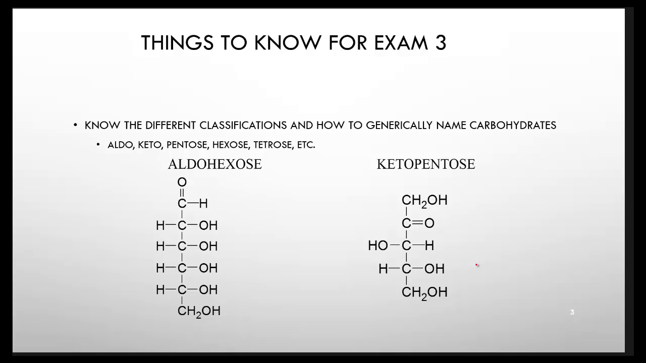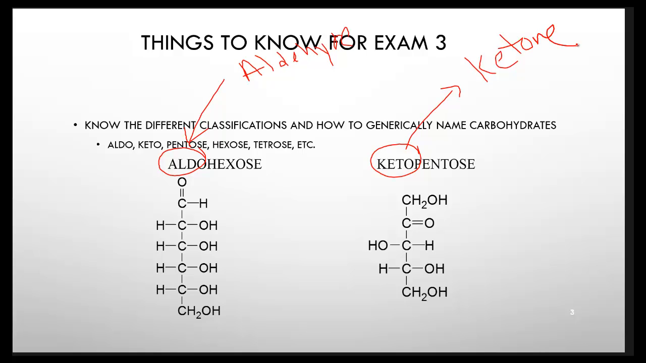Alright, so know the different classifications and how generically to name the carbohydrates. So we have aldo and keto. Aldo is coming from the term aldehyde, where keto is coming from ketone.